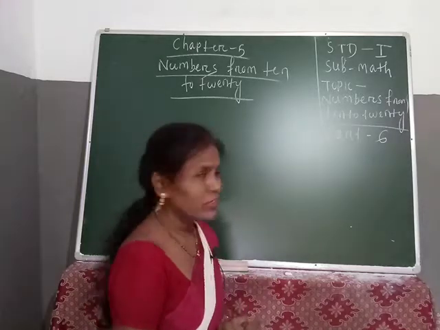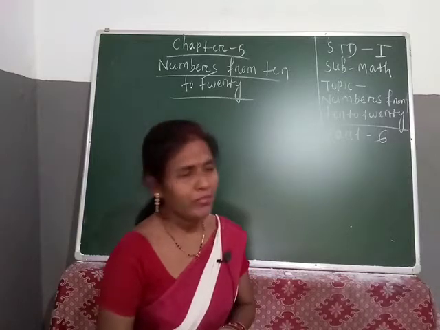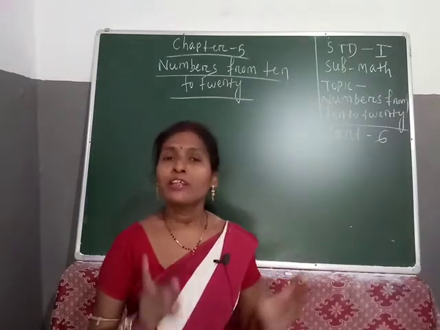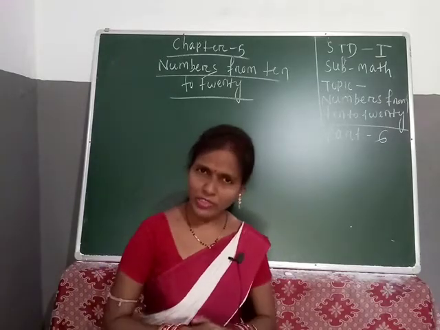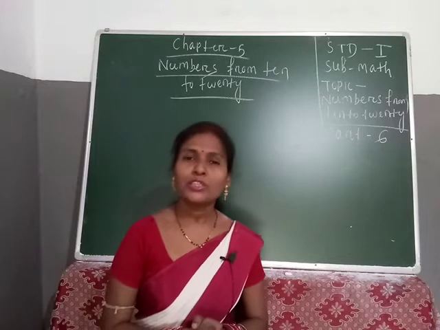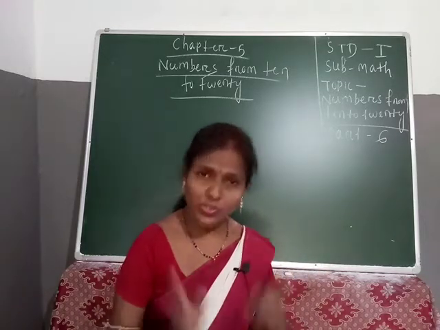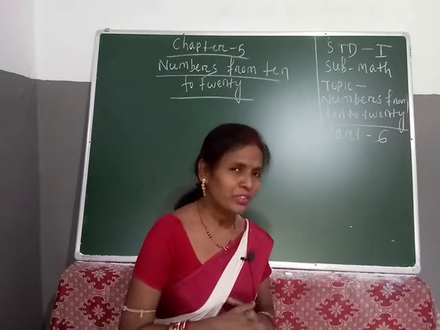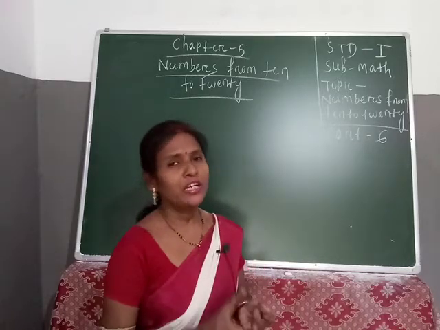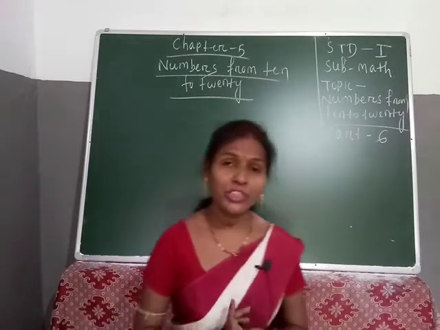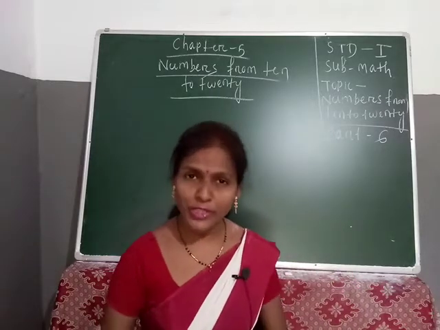Today I am going to discuss the same chapter, chapter 5 of your math book. The topic name is: Numbers from 10 to 20. In our previous class we learned the number names from 10 to 20. Do you remember, students? They are 10, 11, 12, 13, 14, 15, 16, 17, 18, 19 and 20, right?